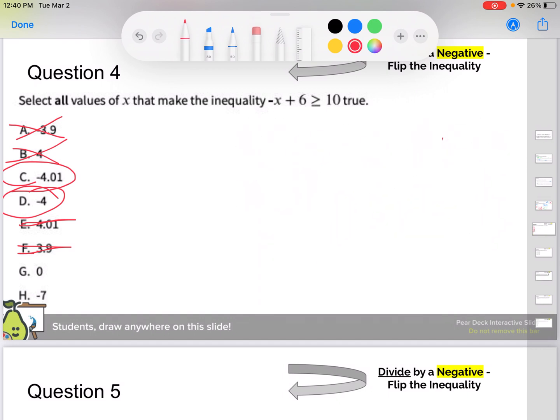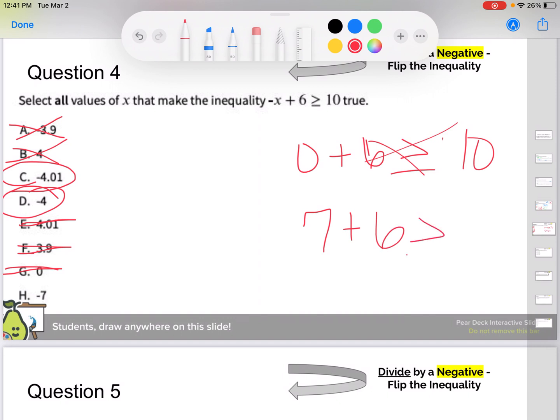0. Well, negative 0, there's no such thing. It's just 0 plus 6 is greater than or equal to 10. So that's also not true. Negative 7, so a negative times a negative is going to be a positive. Positive 7 plus 6, well, that's going to be 13, and 13 is greater than or equal to 10, so H. So it should have been C, D, and H.